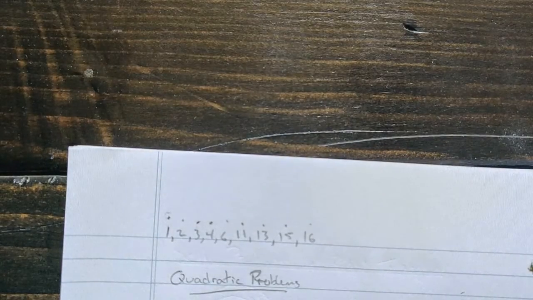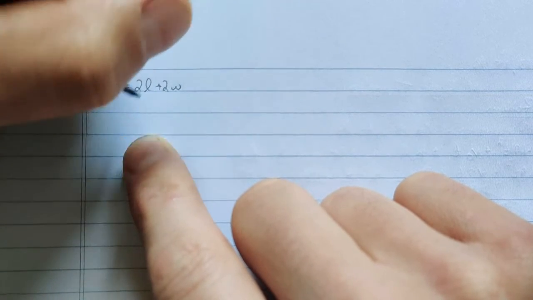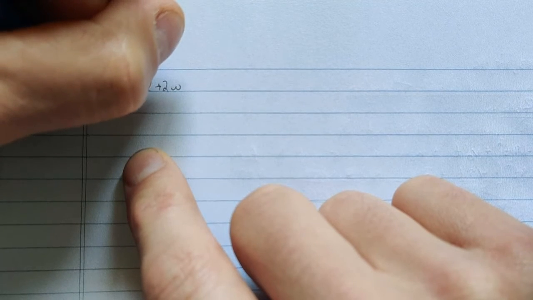The next one I want to look at is number 11. In the case of number 11, we have a rectangle that has a perimeter of 23 and its area is 33. Determine the dimensions of the rectangle, including a diagram. So we have a perimeter, which is 2L plus 2W, and an area, which is L times W.